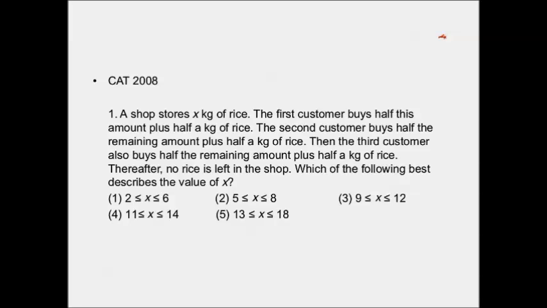The answer to the question, I think most of you would have got it. The answer is between 5 and 8. Actual value is actually 7. So how to solve such questions? It says a shop stores X kg of rice. The first customer buys half of this amount plus half a kg. The second customer and third customer do the same. Thereafter, no rice is left in the shop. So which of the following best describes the value of X?